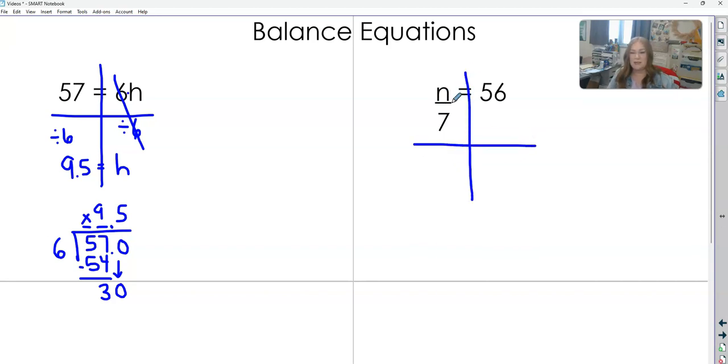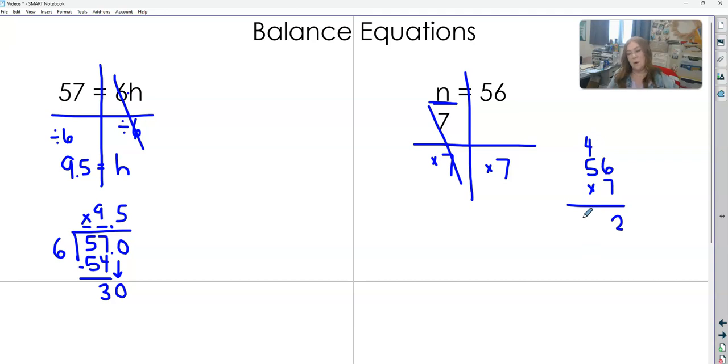So n divided by 7 equals 56. We're trying to get n by itself. This slash, cutting it into pieces, is dividing. The opposite of divide is times. So that cancels out. But if I do it to this side, I have to do it to this side. So we have 56 times 7 is 42.